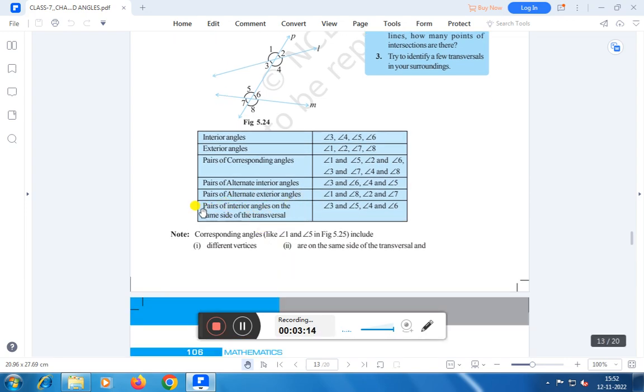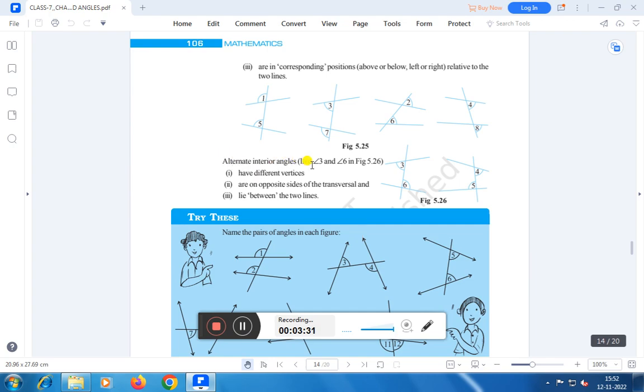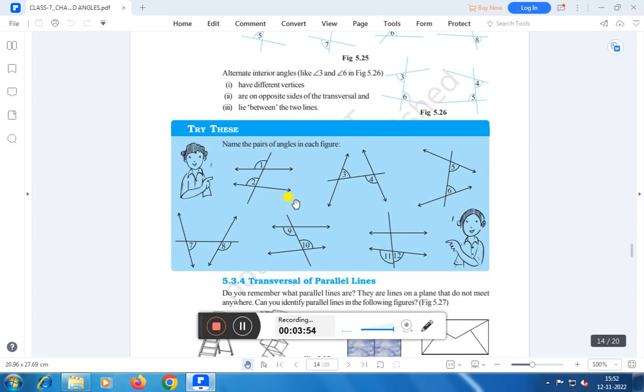Pairs of interior angles on the same side of the transversal. This is the transversal, same side: angle 3 and 5, and angle 4 and 6. These are pairs of interior angles on the same side of the transversal, right? Now alternate interior angles, like angle 3 and angle 6 in figure 5.26. Alternate interior angles have different vertices, lie on opposite sides of the transversal, and lie between the two lines. These are alternate interior angles, right?